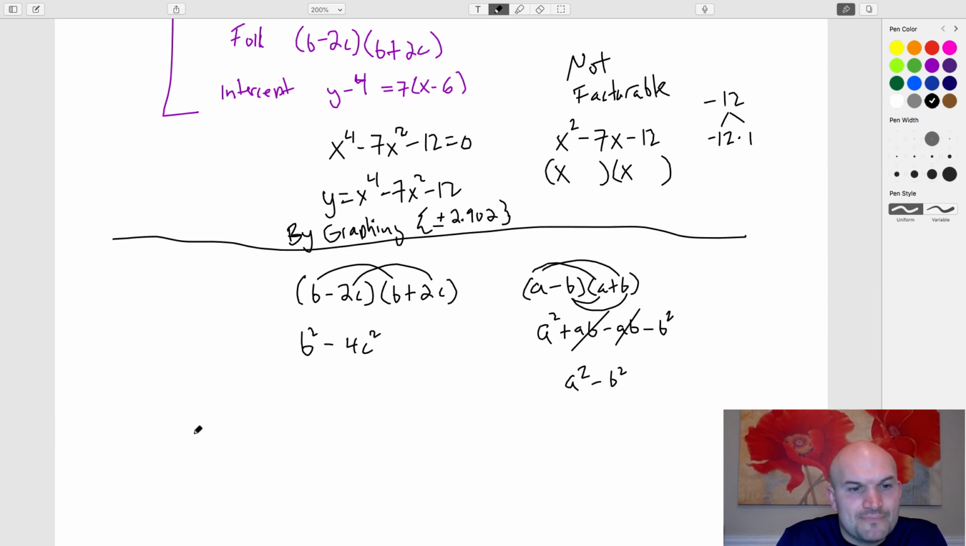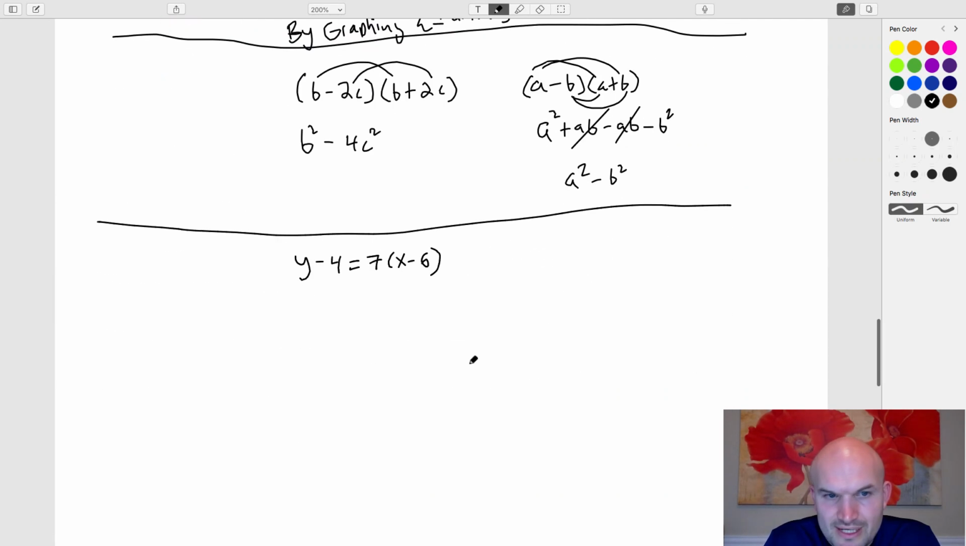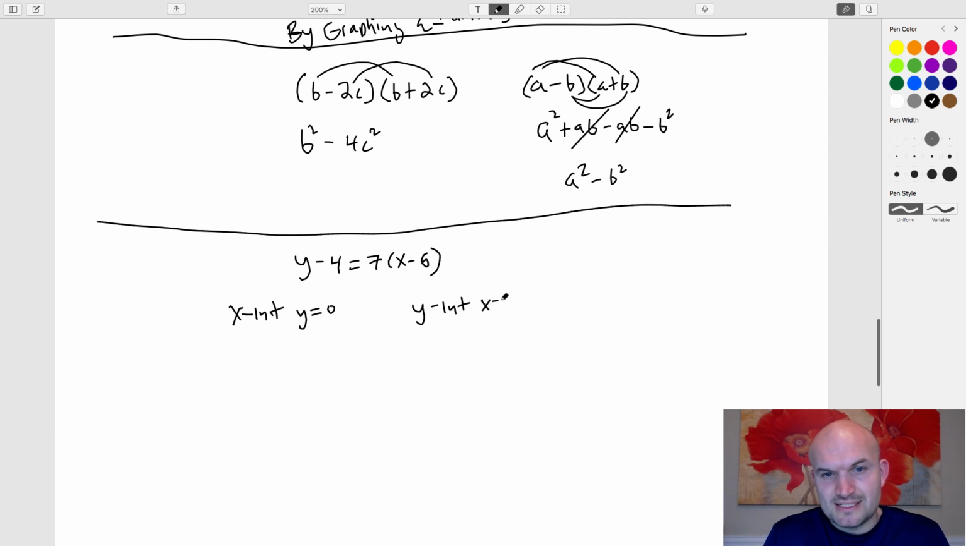All right, last one is to find the intercepts. Well, that's going to be y minus 4 is equal to 7 times x minus 6. Okay, so the main important thing, guys, is there's a couple different ways you can do this. But one thing that even in pre-calculus comes up a lot: the x-intercept is when y is equal to 0, and the y-intercept is when x is equal to 0, right?